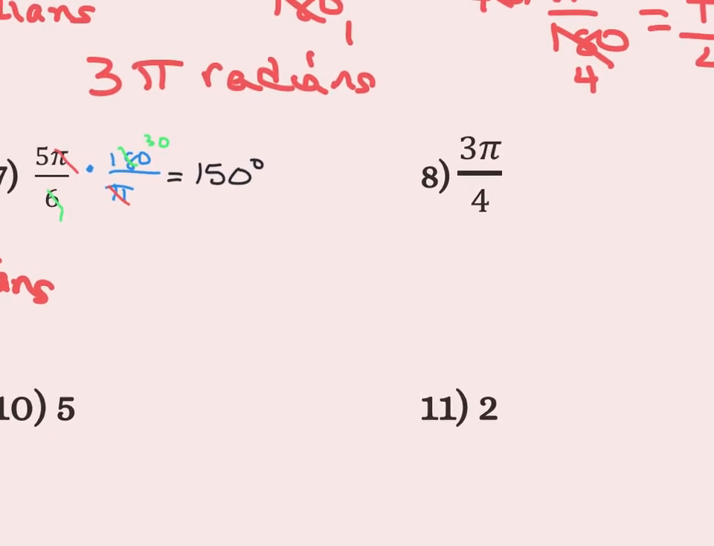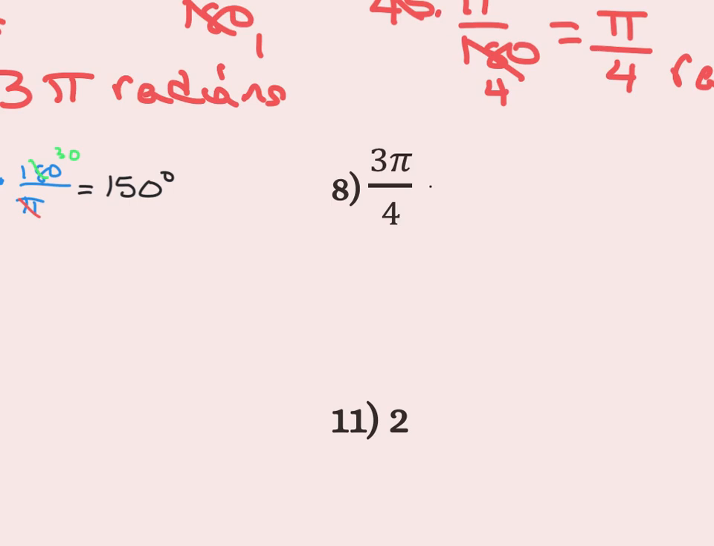Next, again, we're going to multiply it by 180 over pi. Again, the pi's cancel. And also the 4 and the 180 can simplify. And the 180 becomes 45 and the 4 becomes 1. Multiply what remains, 3 times 45, and it's 135 degrees.